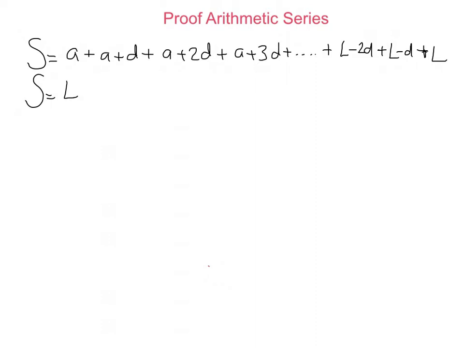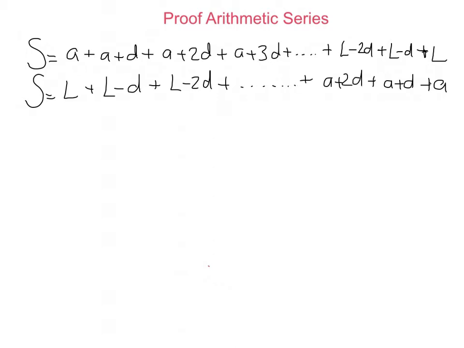Okay, so first we have L, then L minus d, then L minus 2d, then all this stuff here, and then at the end we have a, and just before that a plus d, that's the second term, then the third term, so just the whole thing in reverse order, a plus 2d there, and all these other ones in the middle.